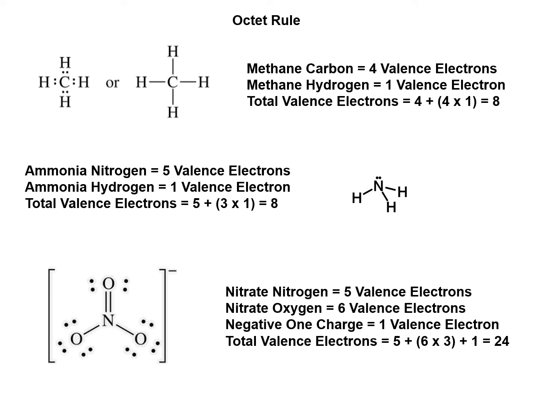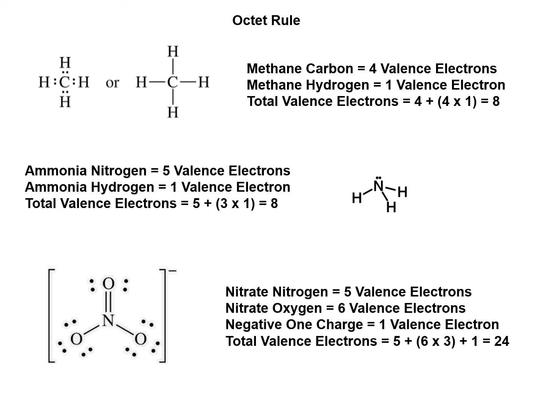If we look at ammonia, the ammonia nitrogen has 5 valence electrons. Each ammonia hydrogen has 1 valence electron. So the total number of valence electrons is 8. We have 2 for each line, 2, 4, 6, and then 7 and 8 are the lone pair on the top of the nitrogen. A little bit harder example is looking at the nitrate ion. The nitrate nitrogen has 5 valence electrons. Nitrate oxygen has 6 valence electrons. There's a -1 charge on the ion, so we add 1 valence electron. So the total of valence electrons is 24.